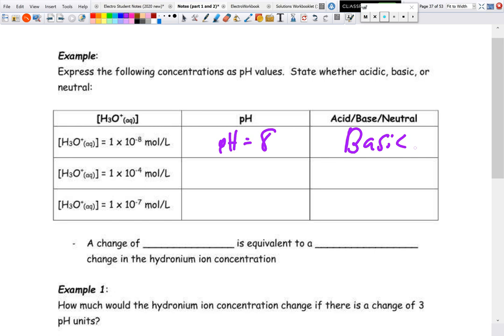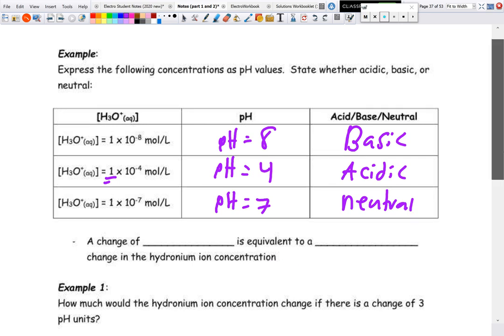So if you think that you can get the other two, please pause the video and go for it. But if not, I'm just going to go through them here anyway. So this one here, you get 1 times 10 to the power negative 4. Because same thing, we're starting with a 1, there's no decimal, so it's a simple integer, and it is a power of 10. We can say the pH is 4, and that means it's acidic. And just like this one right here, we have 1 times 10 to the power negative 7, so the pH is equal to 7, and it's neutral.